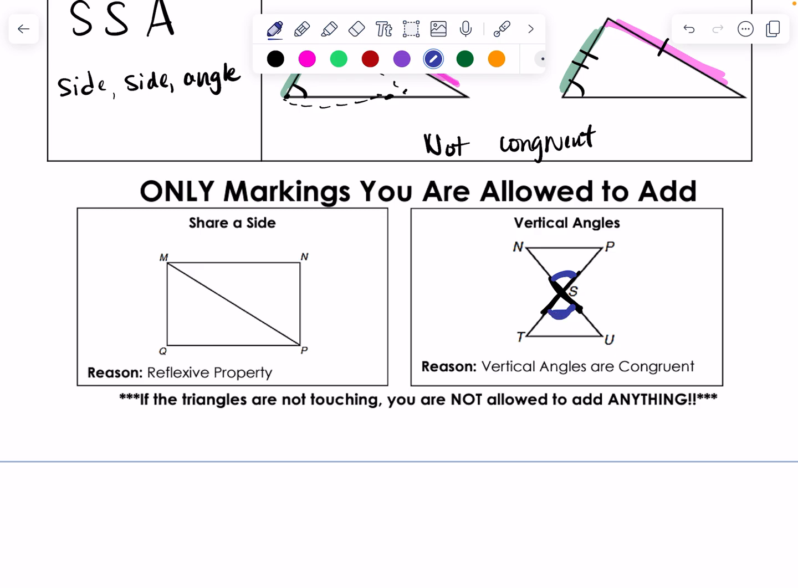So if you see an X pattern angle across from the X, we can mark this. This is a marking that I can add right here and here. I have equal angles across from the X, so I can mark that. That is a marking I can add.